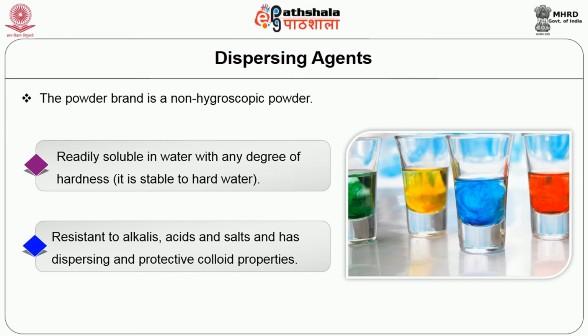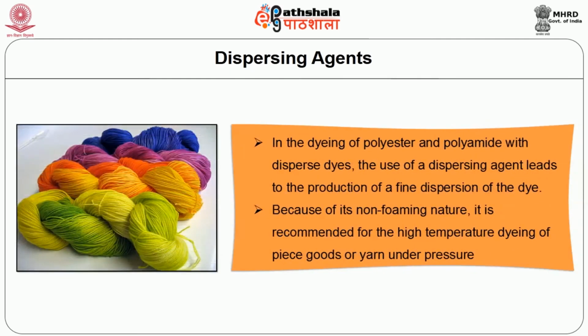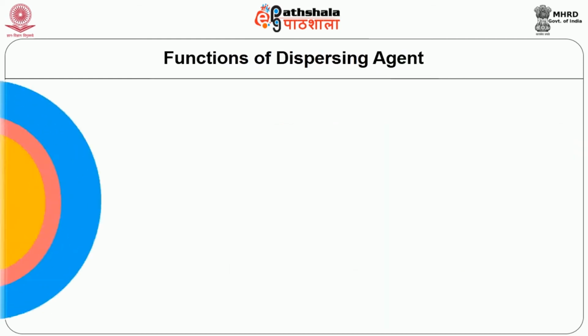It is resistant to alkalis, acids, and salts and has dispersing and protective colloidal properties. It finds use in the dyeing of vat dyes by the vat acid process, also in dyeing with disperse dyes, solubilized vat dyes, and azoic colors. In the dyeing of polyester and polyamide with disperse dyes, the use of a dispersing agent leads to the production of a fine dispersion of the dye. Because of its non-foaming nature, it is recommended for the high temperature dyeing of piece goods or yarn under pressure.